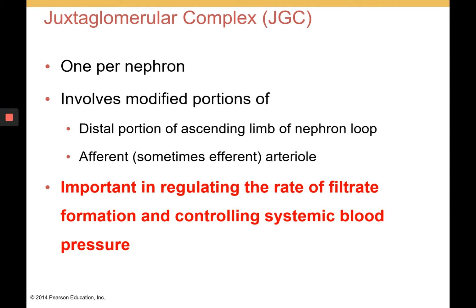Next, we're going to look at the juxtaglomerular complex, or the JGC. Now, there is one JGC per nephron, and it involves modified portions of the ascending limb of the nephron loop and the afferent arteriole. Now, it can also be the efferent arteriole. The afferent arteriole and parts of the ascending limb of the nephron loop create, via some connecting cells, this JGC. And it's important in regulating the rate of filtrate formation and controlling systemic blood pressure. So make sure you know its main function.